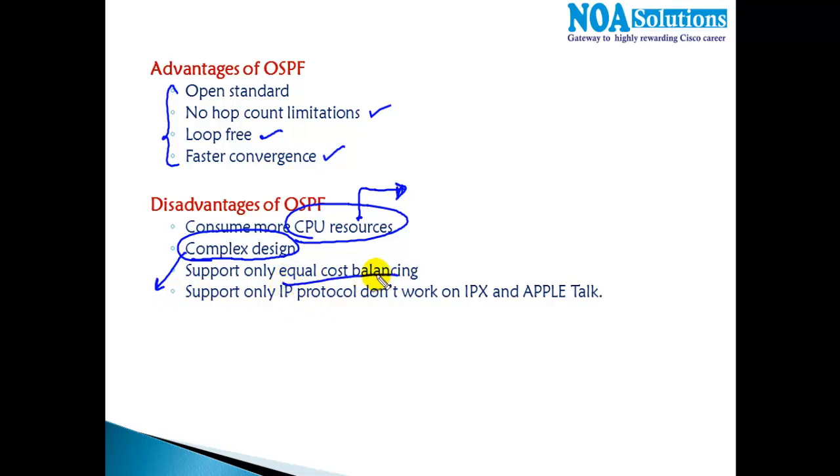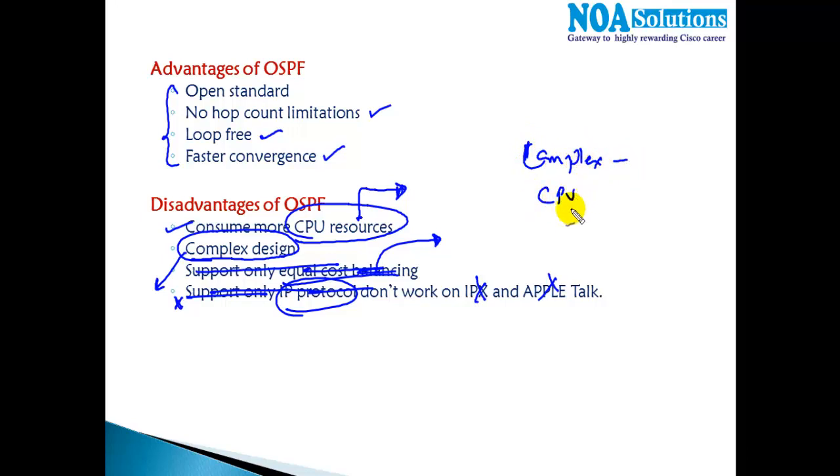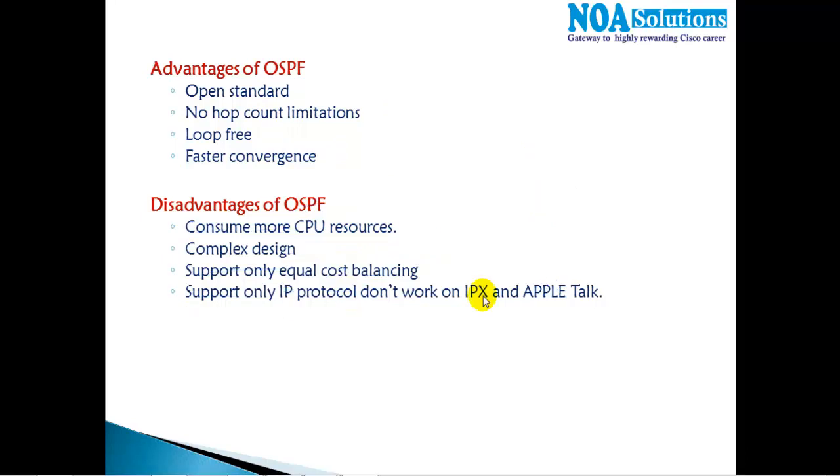It supports equal cost load balancing. It's not a big disadvantage, but EIGRP supports unequal cost also, and OSPF doesn't support IPX, these kinds of things. Anyway, we don't use them, so I cannot say that this is a big disadvantage. And this is also not a big disadvantage, but the main disadvantage with OSPF is that it's a little more complex to configure, design and implement, and it uses more CPU resources in maintaining the database generally.